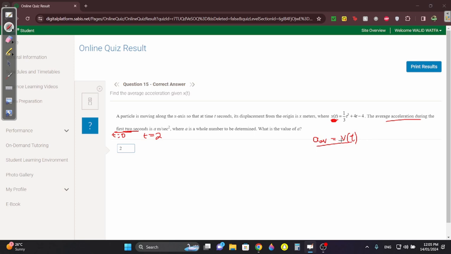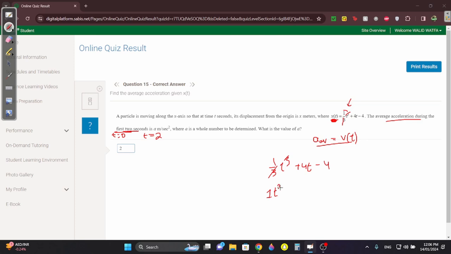First thing I told you, you need v of t. How do you find v of t? You have to derive 1 over 3t cubed plus 4t minus 4. Let's derive it. 3 times 1 over 3, it cancels, right? Let's do it. Let me write it down. 1 over 3t cubed plus 4t minus 4. 3 times 1 over 3, it cancels. So you get just 1. And then reduce the exponent 3 by 1.